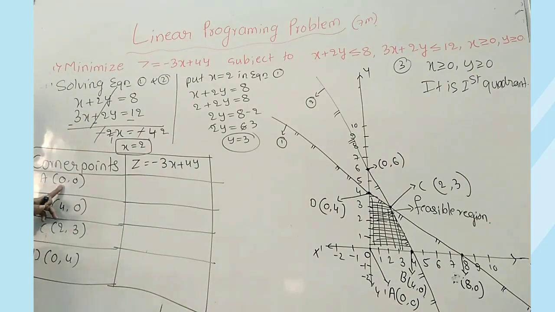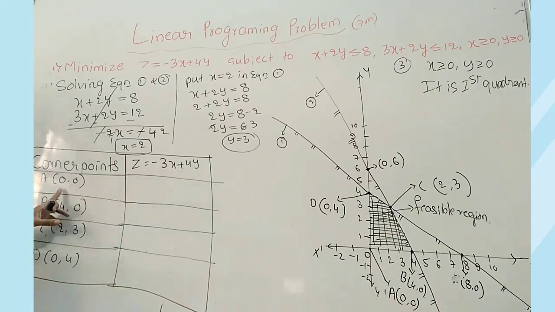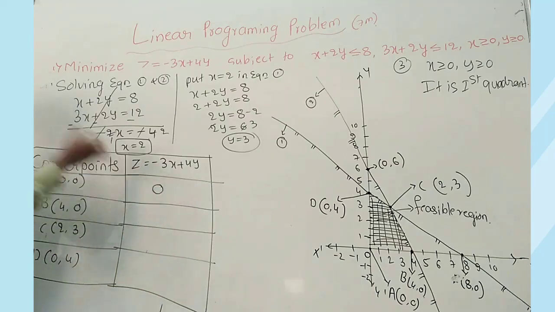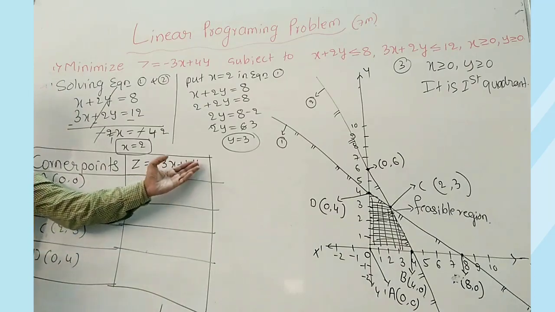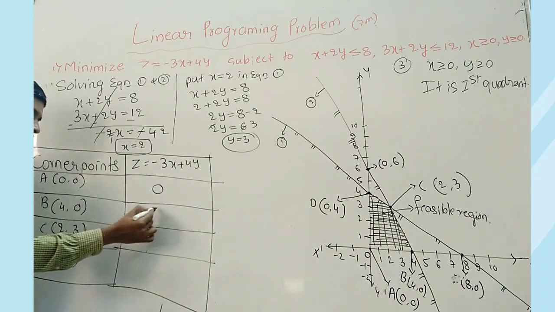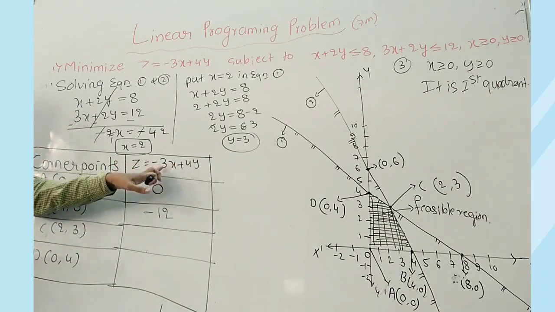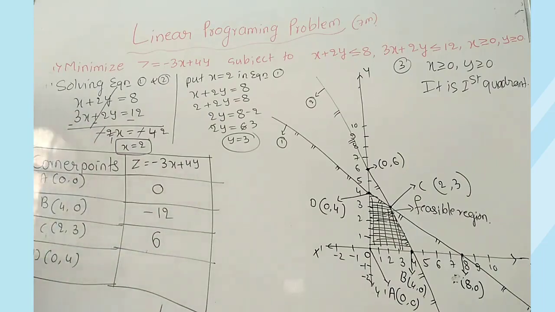The first is the x value, the second is the y value. Substitute here and you will get the z value. If I substitute x equals 0, y equals 0, z is 0 only. Now substitute x equals 4, y equals 0. Since y is 0, that term is 0, so substituting 4 you get minus 12. Next, substitute x equals 2, y equals 3. 3 twos are 6, minus 6 plus 12, you will get 6. Yes or no?